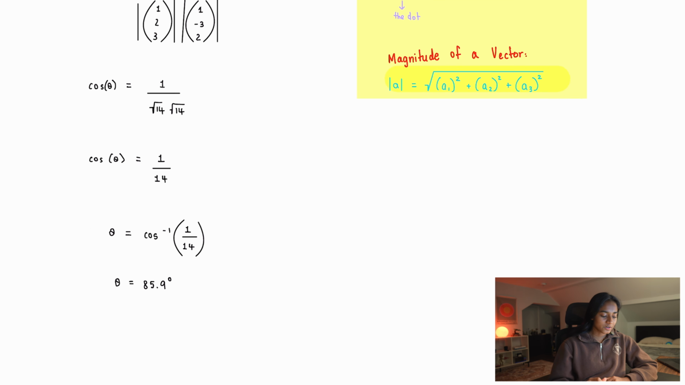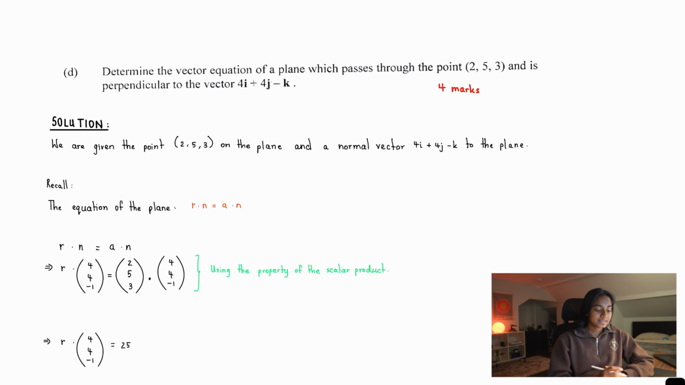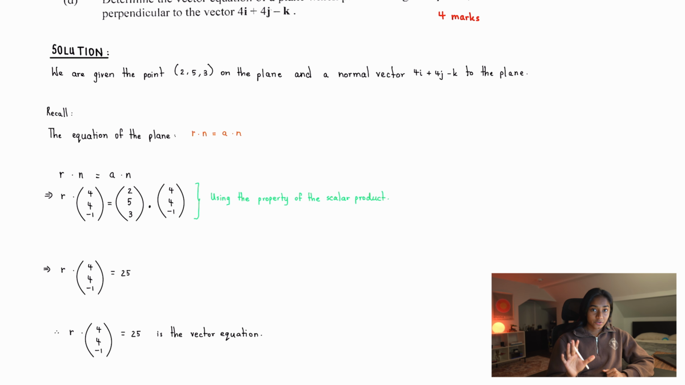Now part D says to determine the vector equation of a plane which passes through this point and is perpendicular to the vector 4i plus 4j minus k. So we're given the point on a plane and the normal vector, which is 4i plus 4j minus k. We have to recall the equation of the plane, which should be r dot n is equal to a dot n, where this is the normal vector and this is the point.